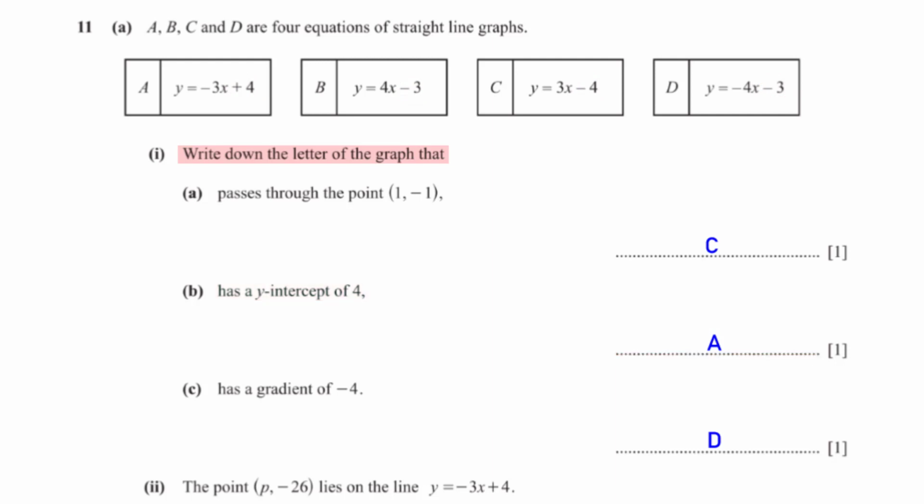Write down the letter of the graph that has a gradient of -4. All the straight line graphs have been expressed in the form y equals mx plus c. So the gradient is the coefficient of the x term. So for graph D, the gradient is -4.